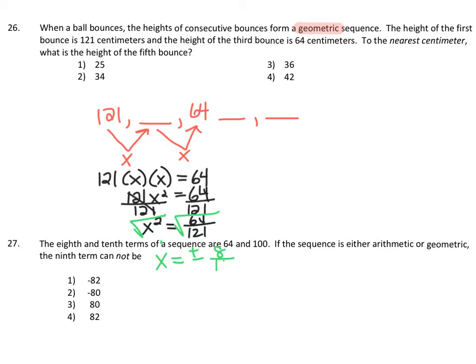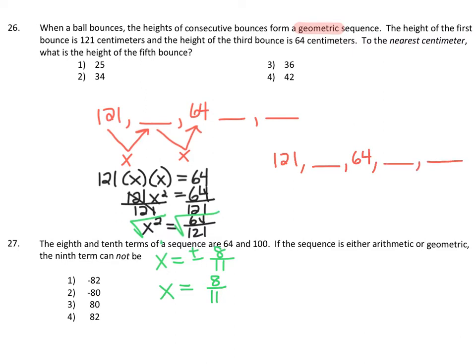Now let's think about this logically. We're talking about the height of the bounces, so we can't have a negative height. So really here we're looking at x being equal to 8 over 11. All right, so now that we know what we're multiplying by, we could easily find the fifth term. I'm just going to organize myself here. I'm going to write this out again. So the first term we know is 121. We still have to find the second term. The third term is 64, and then we got to find the fourth and the fifth.